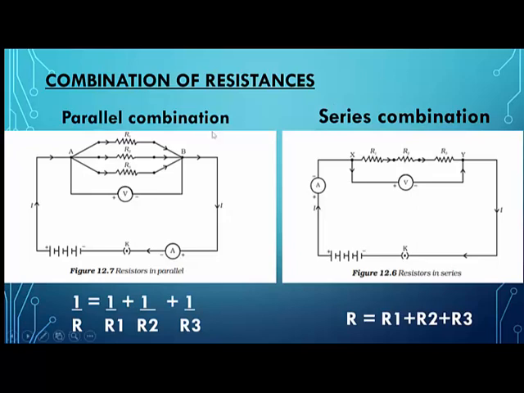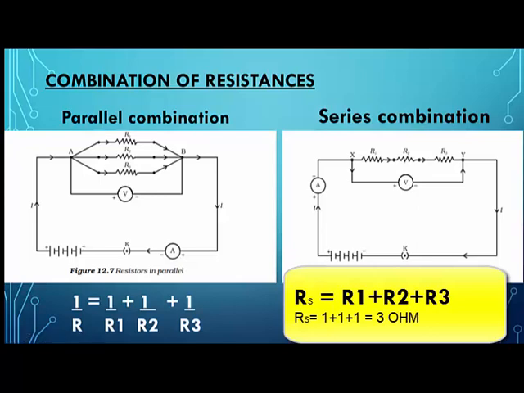Now, suppose again these three are 1 ohm, 1 ohm and 1 ohm. In this series combination, where these three appliances are connected like this in series, if I ask you what is the total resistance? The total resistance in the case of a series combination, R, which is the total or equivalent resistance, is equal to R1 plus R2 plus R3. Means if the resistances are connected in series, just add them. You will get the equivalent resistance of the entire circuit.